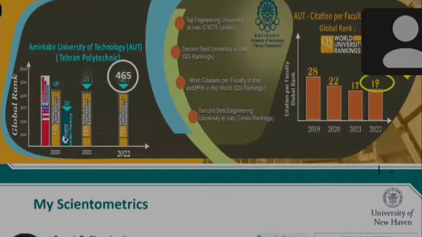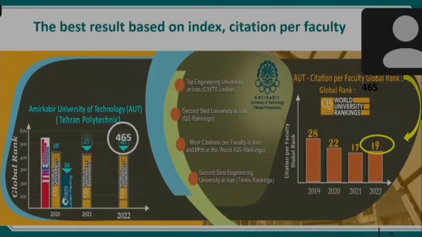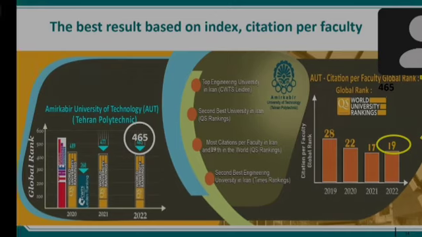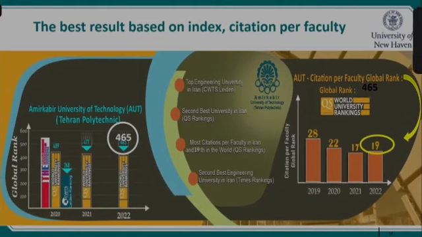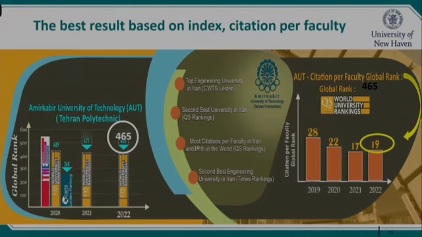is this slide. Excuse me, previous one. You can see in this ranking system, there are different indexes, and they are using a combination of these indexes in order to have a rank for a university. Among these indexes, our best result is based on the index of citation per faculty, which is 19 in the world, and it is a very good rank from this point of view, citation per faculty. Next slide, please.